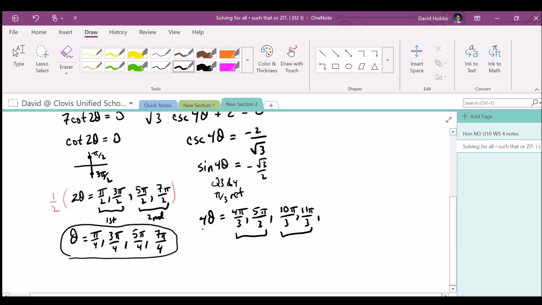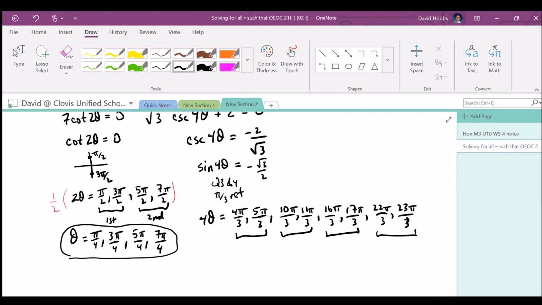How many times around do we have to go? We have to go around 4 times. Add another rotation, 16 pi over 3 and 17 pi over 3. That's the third time going around. And the last time going around, add another rotation, so 22 pi over 3 and 23 pi over 3, and that's the 4th time around. Okay, now, we do need to multiply both sides of the equation by the reciprocal so that we get just theta.